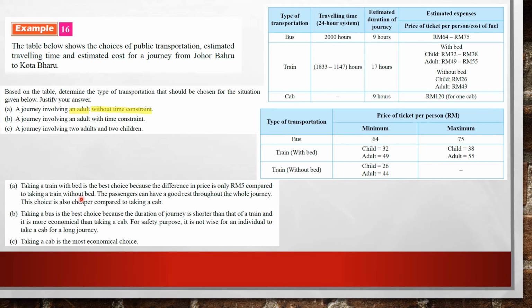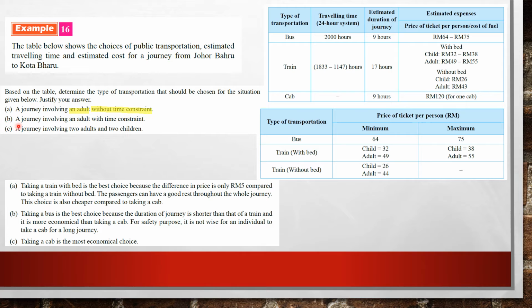So we look at the answer for part A. Taking a train with bed is the best choice because the difference in price is only 5 ringgit compared to taking a train without bed. The passengers can have a good rest throughout the whole journey. This choice is also cheaper compared to taking a cab. So we always have to think which transportation will be the best for the situation given.